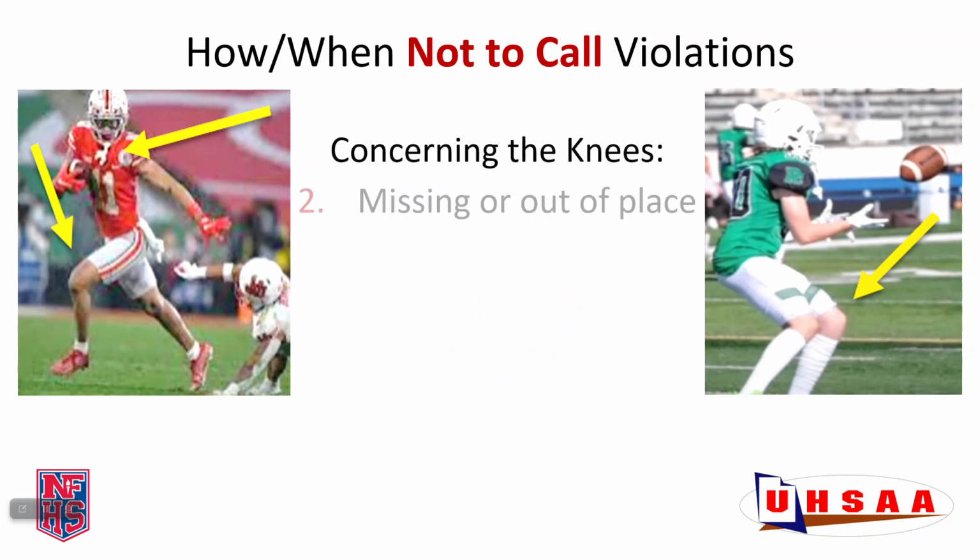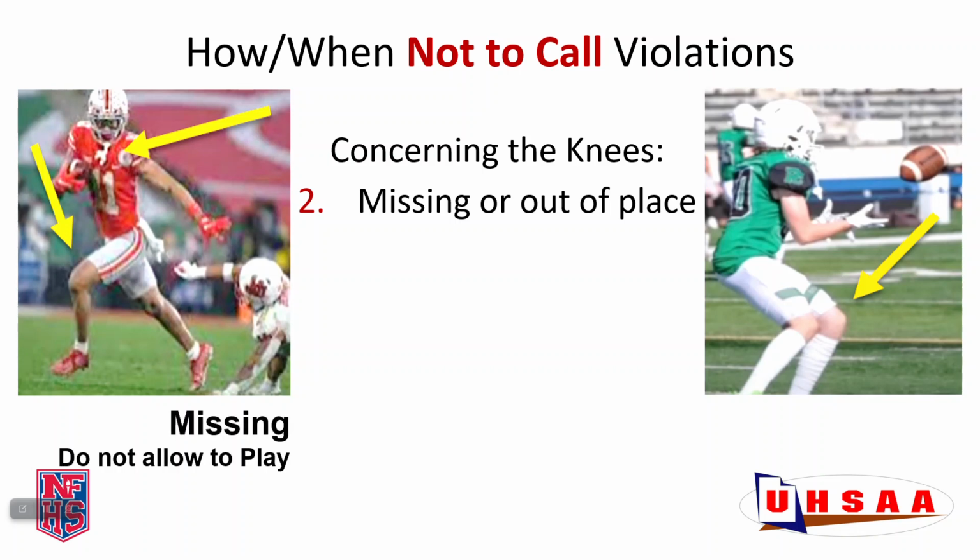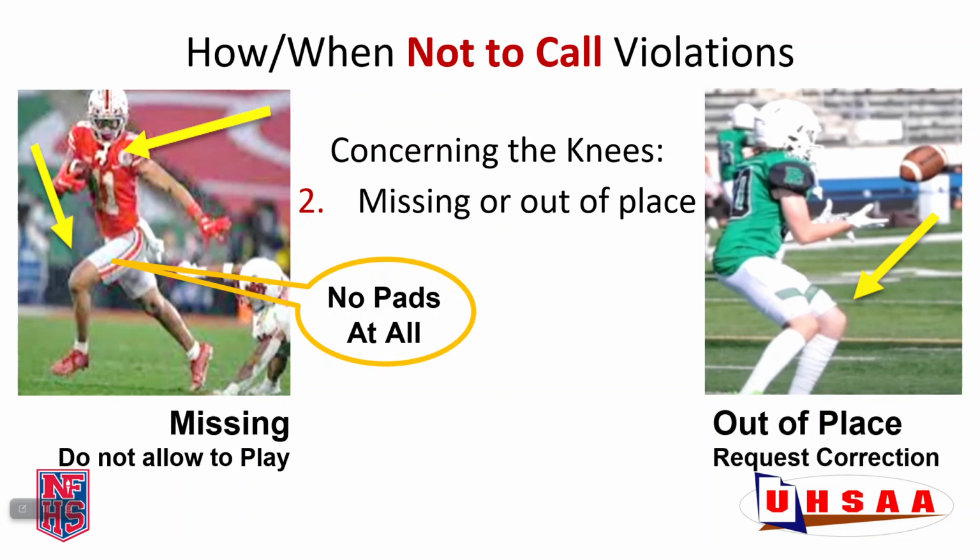Once you assess the attitude, then you have to determine, is the equipment violation because something is missing or because it's out of place? If it's missing, we are not going to allow this player to play because he has no pads at all in his knees. So don't let him come into the game. He's not allowed to play with missing mandatory equipment, and knee pads are mandatory as shoulder pads and a helmet are.